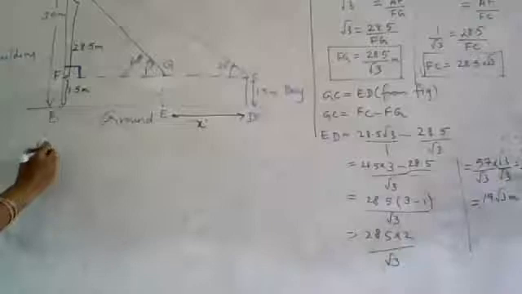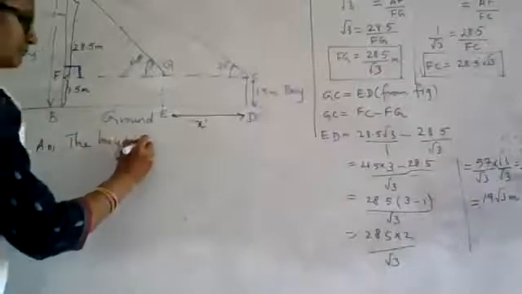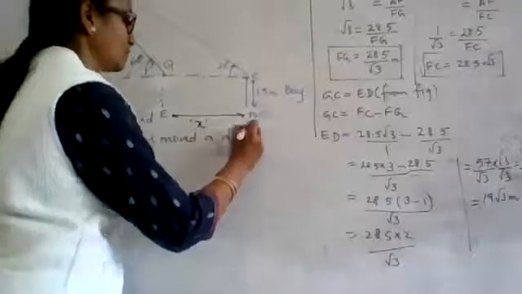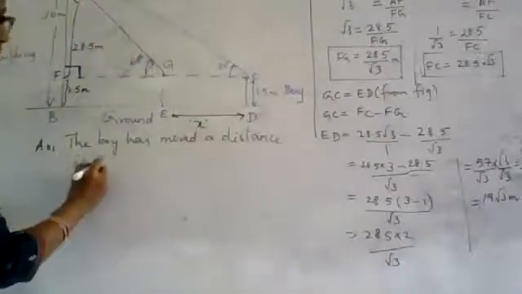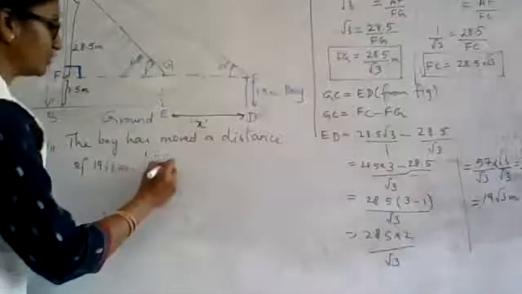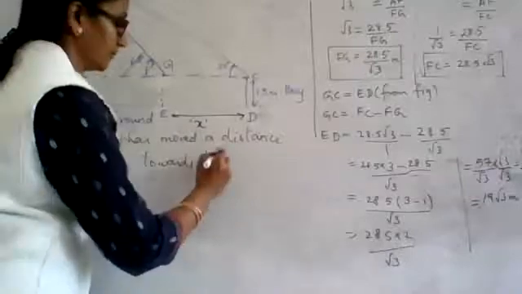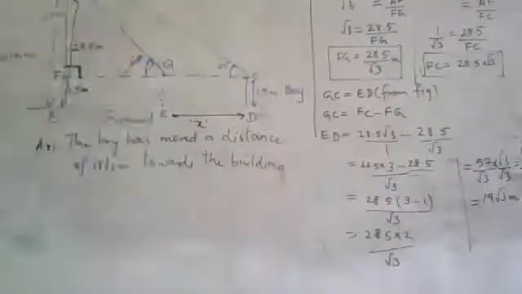So you can write the answer as: the boy has moved a distance of 19 root 3 meters towards the building. So this is how you complete the problem.